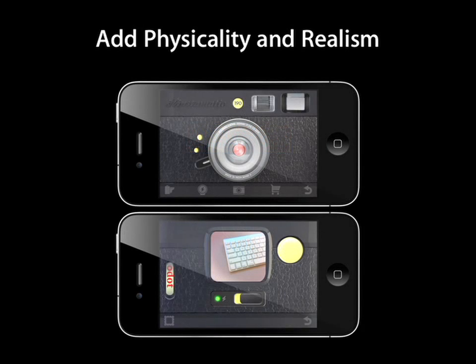So this is Hipstamatic. It's an app that comes with all sorts of filters to give your photos a vintage look. And their app looks like a real toy film camera made out of plastic. And on the back, it's even got a film slot, a flash switch, and a viewfinder to compose your shot. Every pixel was paid attention to here.